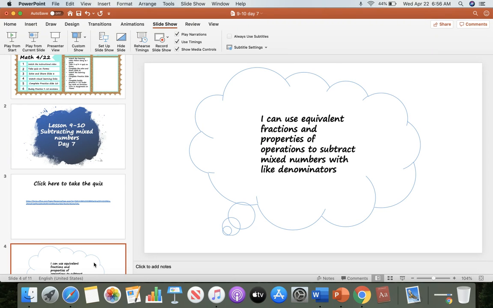I can use equivalent fractions and properties of operations to subtract numbers with like denominators. That means I can use equivalent fractions or equal fractions to apply the rules about the operation subtraction.